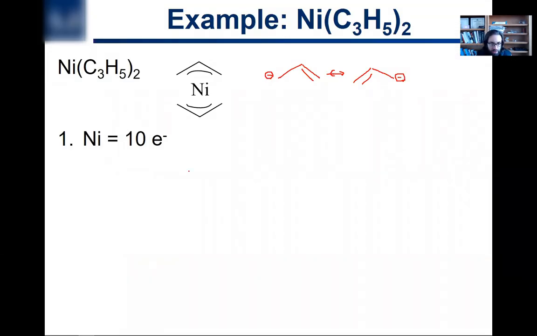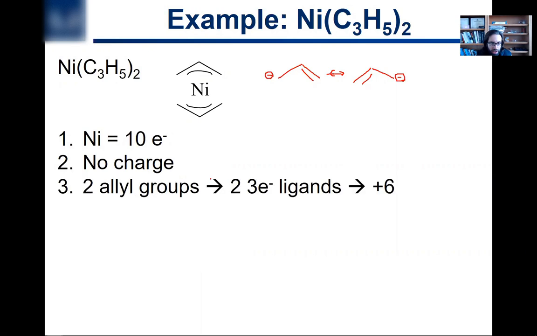And then we don't have any charge. Okay, and we have 2 allyl groups. These are 3 electron ligands. Why are these 3 electron ligands? Well, double bonds a lot of times will act as sort of a lone pair. There's 2 electrons in that pi bond. So you're getting 2 electrons from the pi bond.